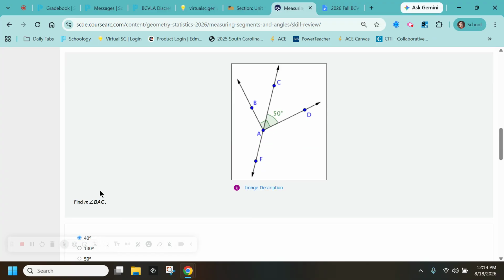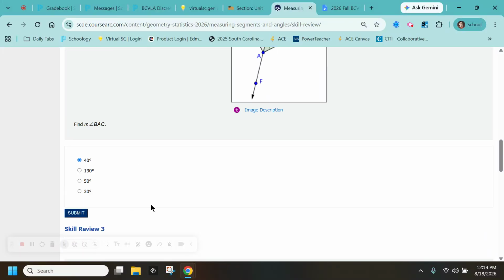Skill review 2, find the measure of angle BAC. These two angles here form a box, which is 90 degrees. And so 90 minus 50 will give you this piece here, which is 40.